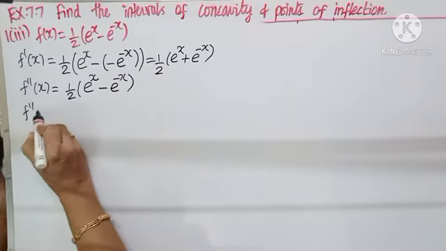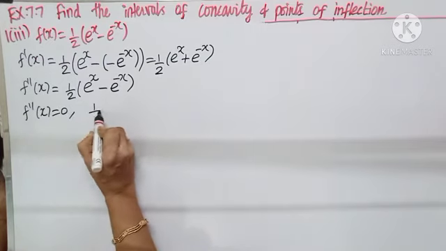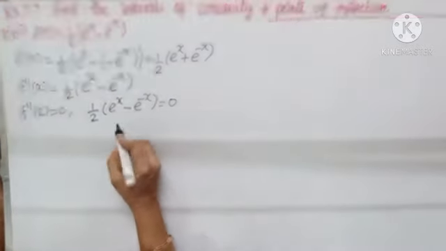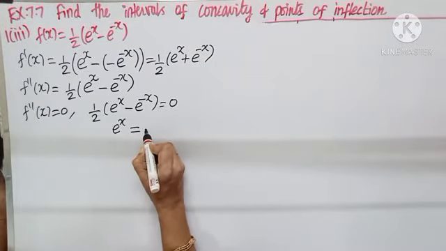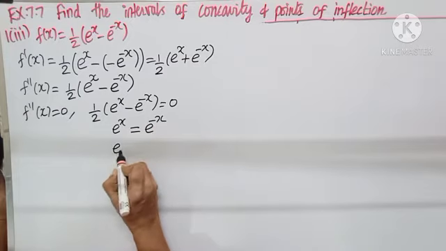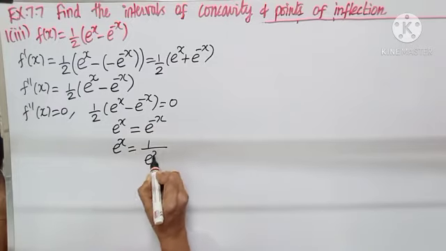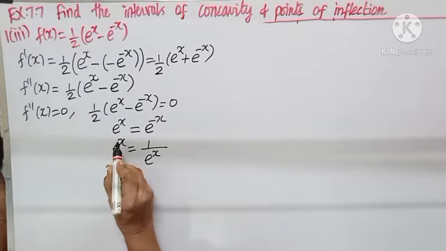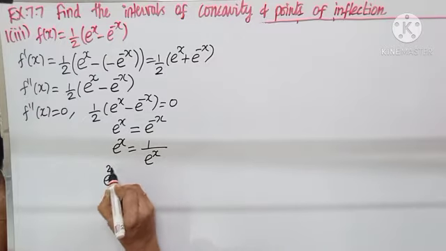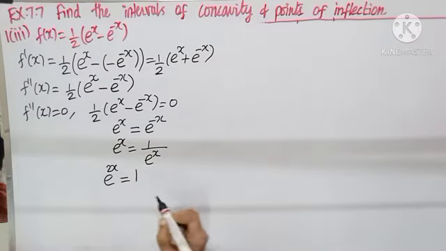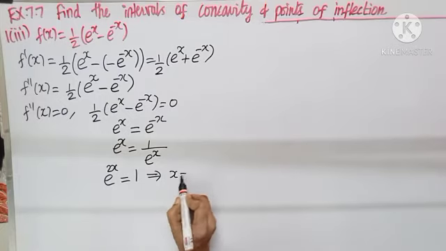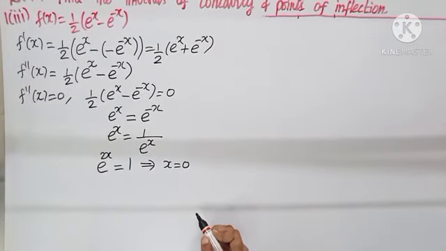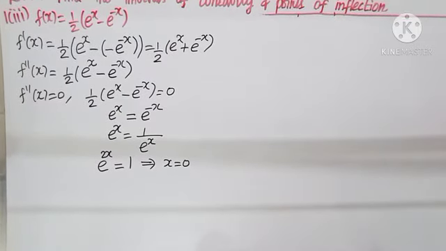Putting f double dash of x equals to 0. Half e power x minus e power minus x is 0, or e power x is equal to e power minus x. We can rewrite it as 1 by e power x. Cross multiplying, e power x into e power x, add the powers. X plus x is 2x. E power 2x is 1 tells me x is equal to 0 because we know e power 0 is 1. The next step.